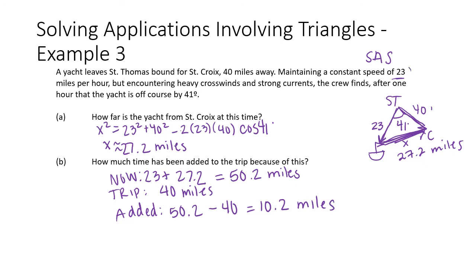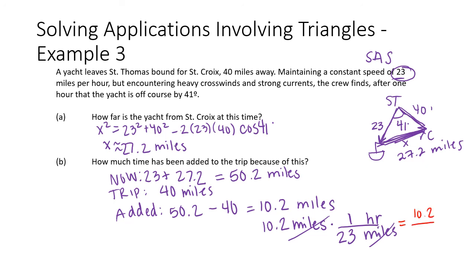If they're going at a speed of 23 miles per hour, you can figure that out, so 10.2 miles. We want to figure out the time, so that means the hour needs to be on the top and the miles on the bottom. So 1 hour, they go 23 miles. That way I'm just left with the hour for time. So that ends up adding a total of 10.2 over 23 hours, which is about 0.44 hours.